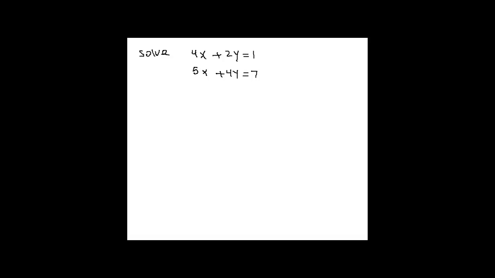Solve. Here we have two equations and two unknowns. The best way to solve this would probably be the elimination method or addition method. If I want to use the elimination or addition method, can somebody tell me what would be my first step?